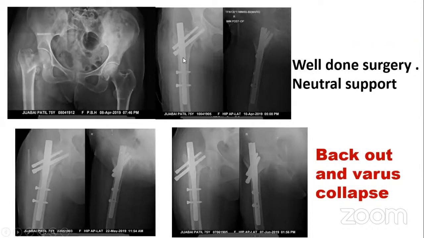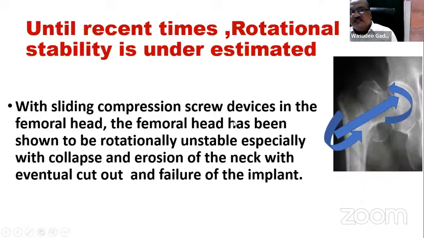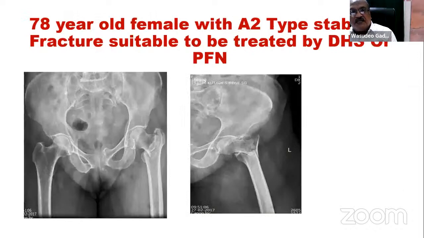So there must be some gap at the fracture site, collapse must be allowed, and mostly we must do dynamic locking rather than static locking. Until recent times, rotational stability was underestimated. With sliding compression devices, the femoral head has been shown to be rotationally unstable, especially with collapse and erosion of the neck, with eventual cutout and failure of the implant.